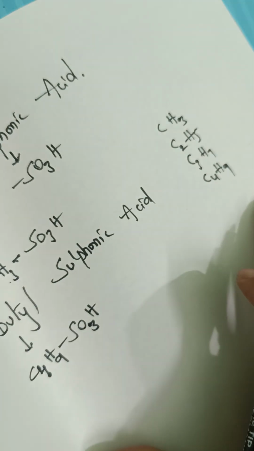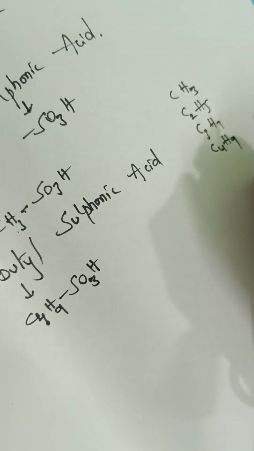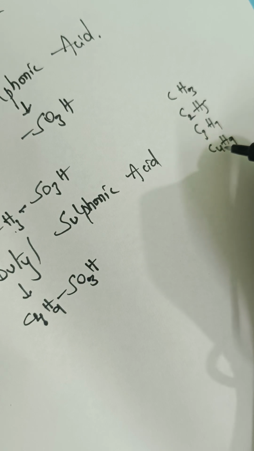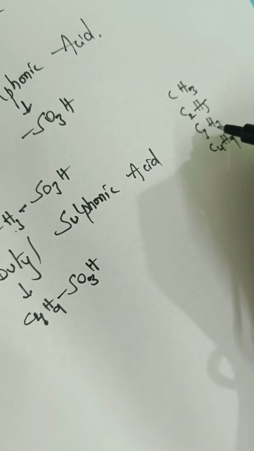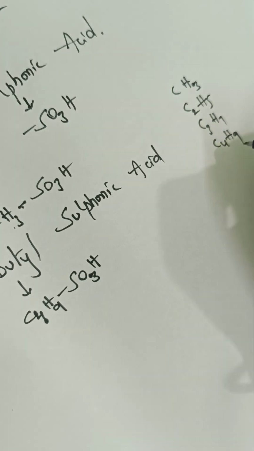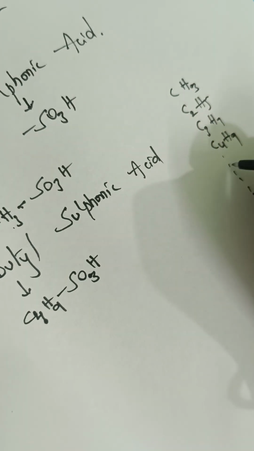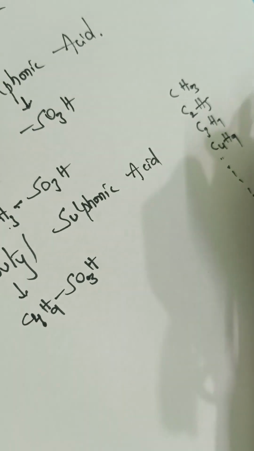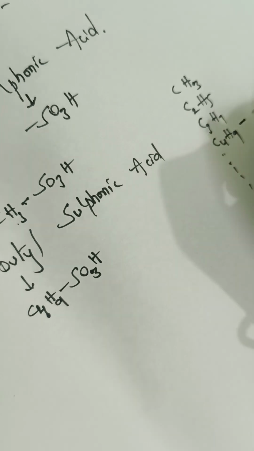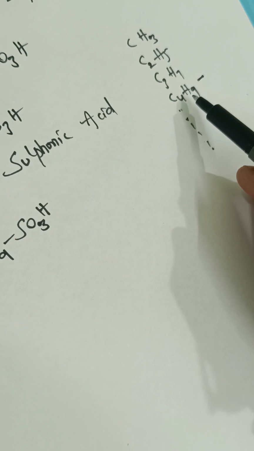Here you see, if you are not remembering the groups, you can write like this, and then you can place the group here. So this is the butyl group, this is the propyl group, this is the ethyl group, this is the methyl. So methyl, ethyl, propyl, butyl, and so on. You can go like this. So you can write roughly like this, and then you can place this group. So they have asked this butyl group. So this C4H9 is the butyl group.